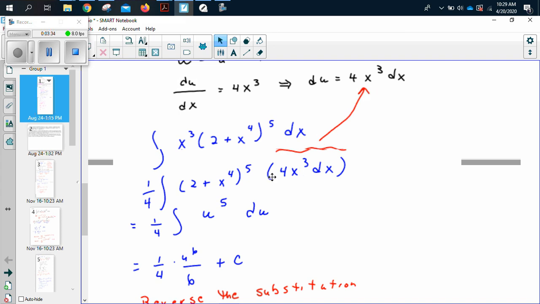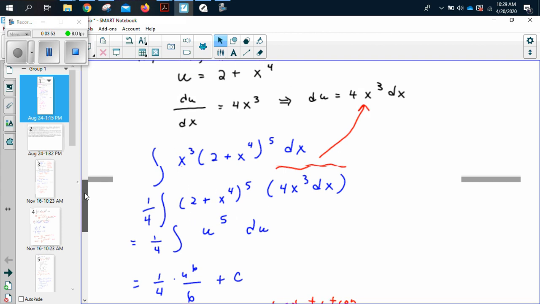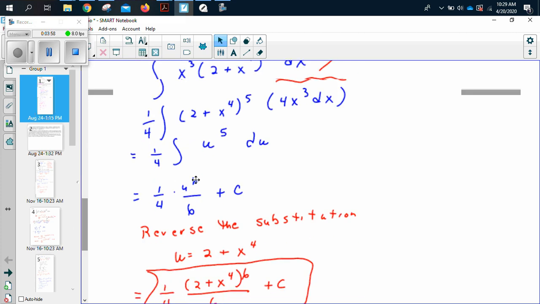Now, I want this whole thing to be du. There was an x cubed, but I need a 4. I can multiply by a 4 as long as I divide by a 4. And then I can make the substitution. This is exactly du, and since u was 2 plus x to the 4th, this is u to the 5th. Well, now that's easy to find the antiderivative for. It's going to be u to the 6 over 6, because remember, we add 1 to the exponent and divide by the new exponent, plus c. And then we've got to multiply times the 1/4.